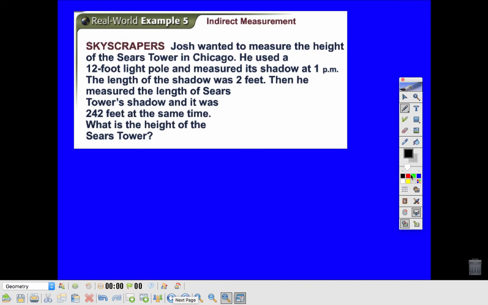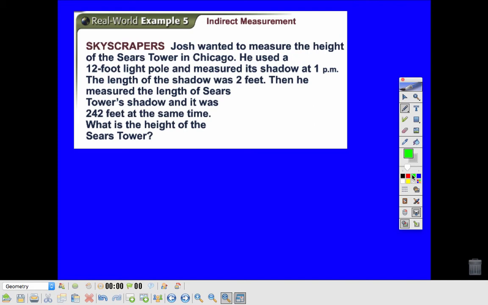Josh wanted to measure the height of the Sears Tower in Chicago. He used a 12-foot light pole and measured its shadow at 1 p.m. The length of the shadow is 2 feet. Then he measured the length of the Sears Tower shadow, and it was 242 feet at the same time. What was the height of the Sears Tower?